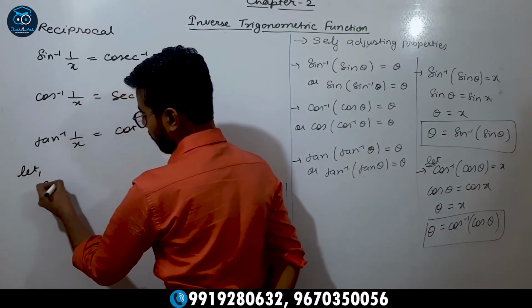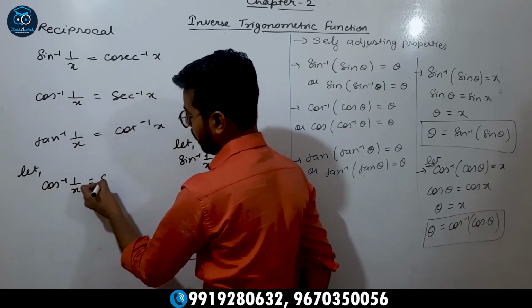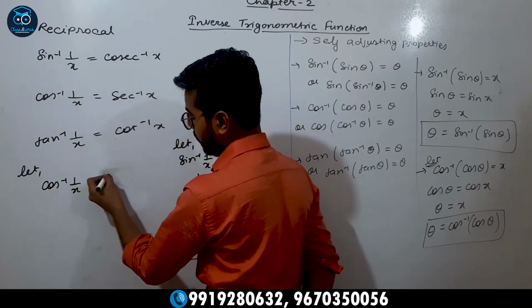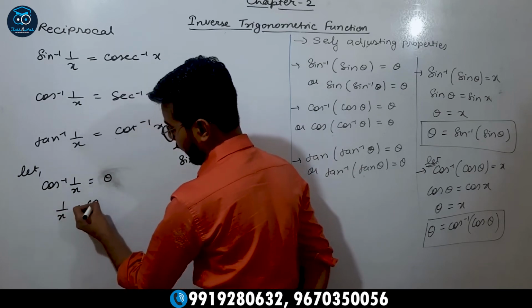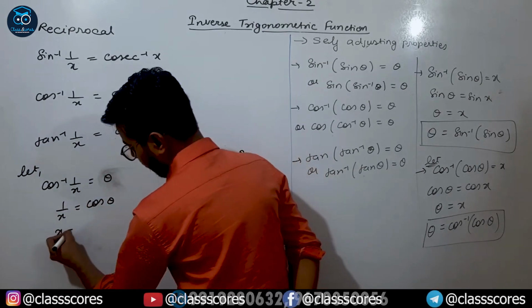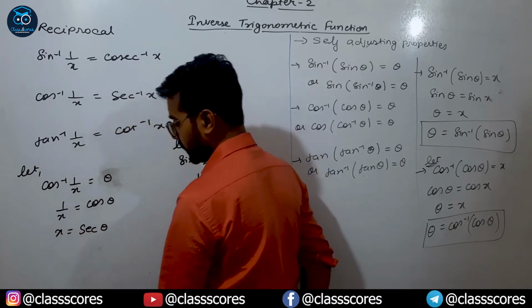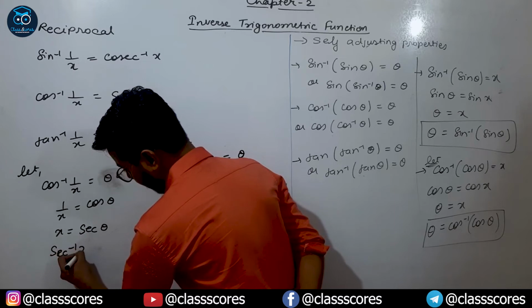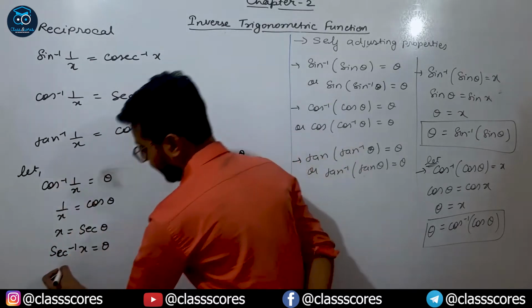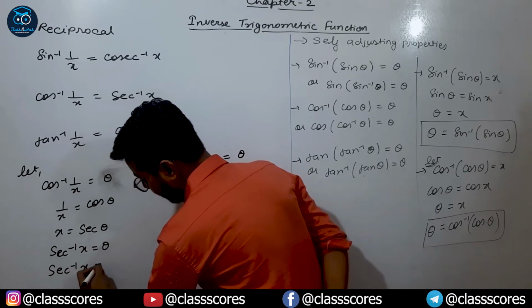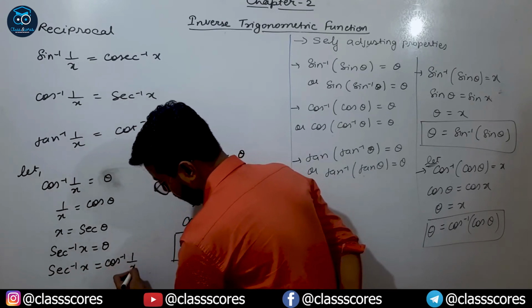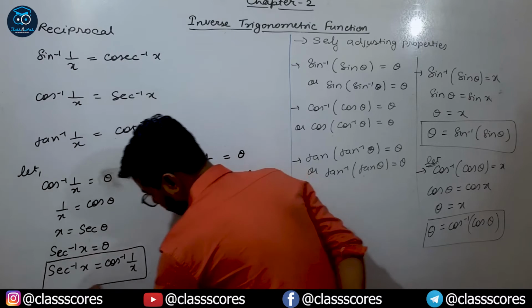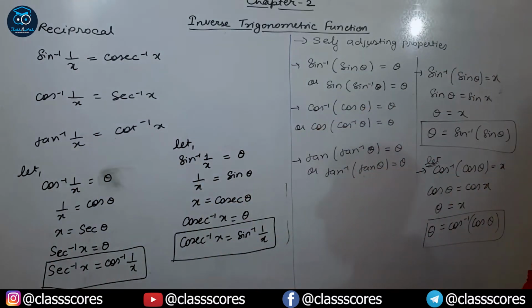Let cos inverse 1 by x equals theta. Then you can get the value of 1 by x equals cos theta. If you reciprocal, then you get this, and sec inverse x is equal to theta, and the value of theta is this. So you can write it, and in the same manner you can verify the third property by yourself.